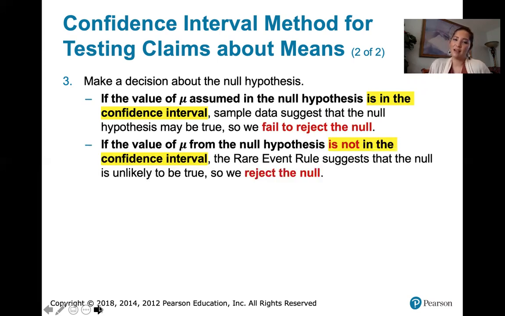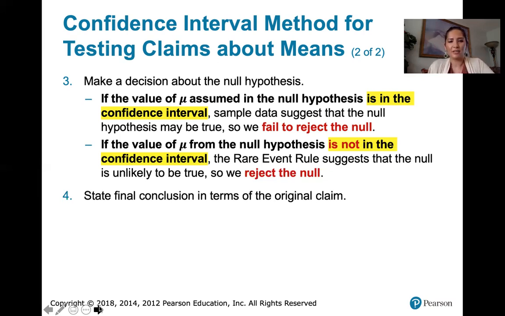Now, if the value of the mean from the null hypothesis is not in the interval, then we're saying, well, that mean is relatively rare. So we're going to say that that null hypothesis is unlikely to be true. And so we're rejecting the null.